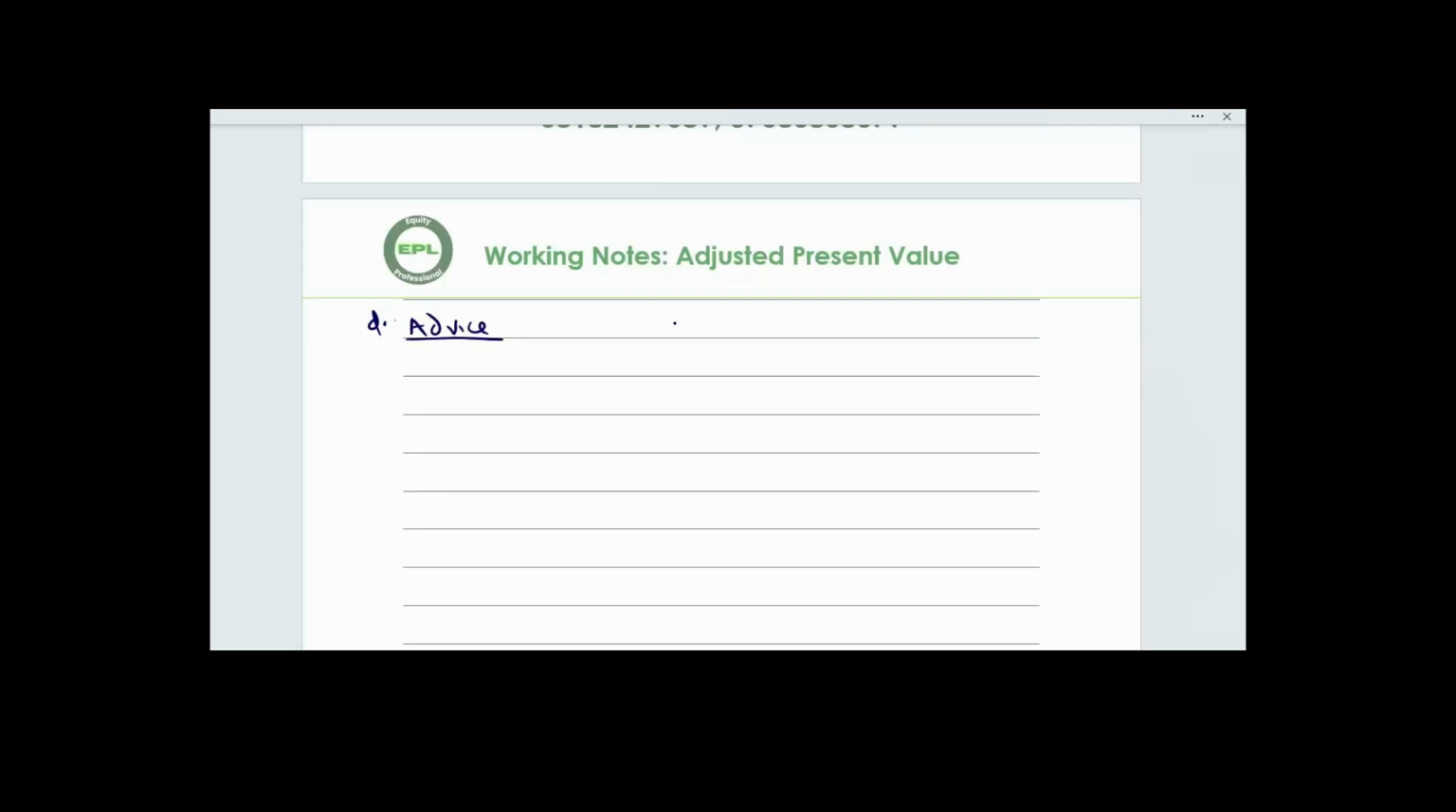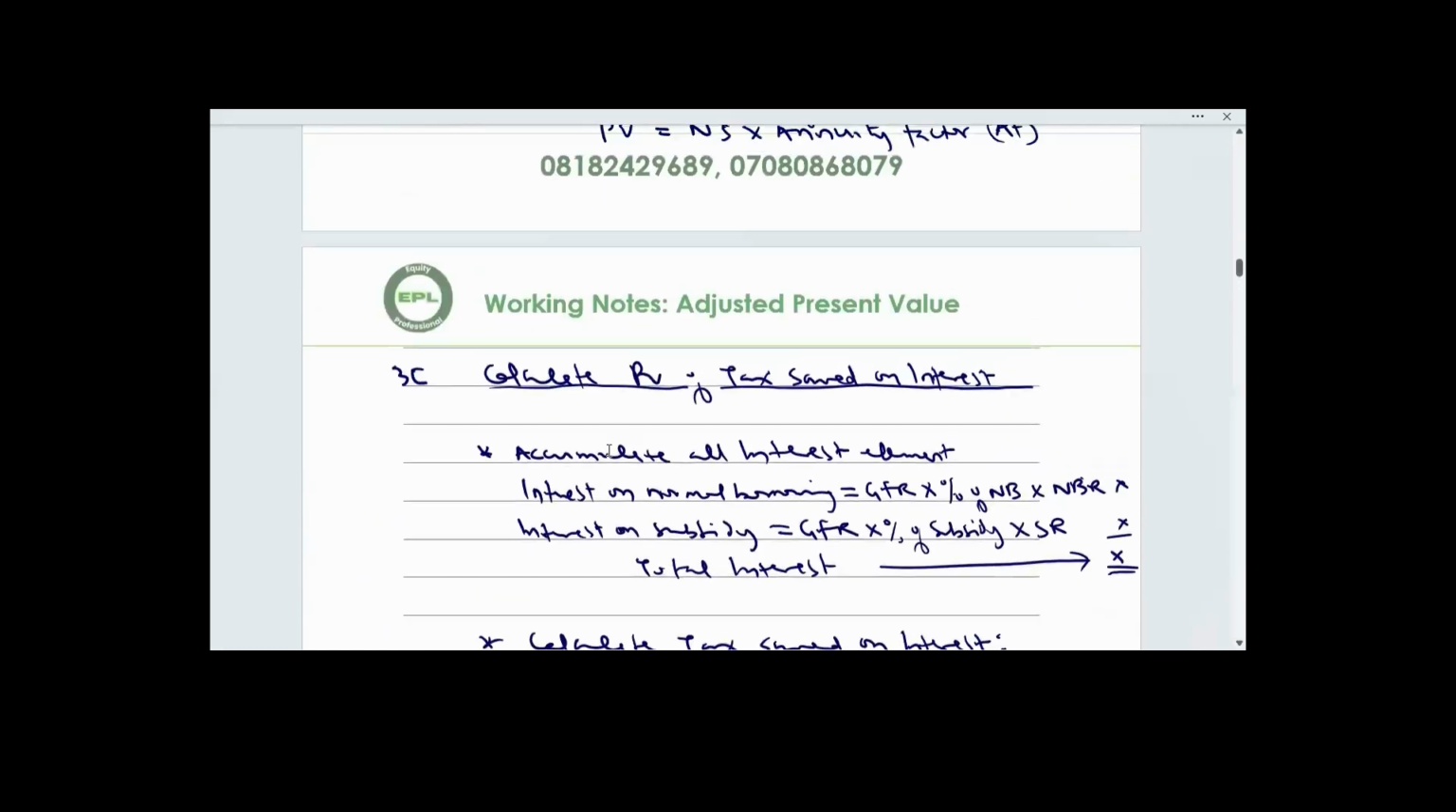So the decision rule is that just the same way you have a decision rule for NPV: if APV is positive, accept the project. But otherwise, if APV is negative, you reject. So that's that. These are the procedures for calculating adjusted present value.